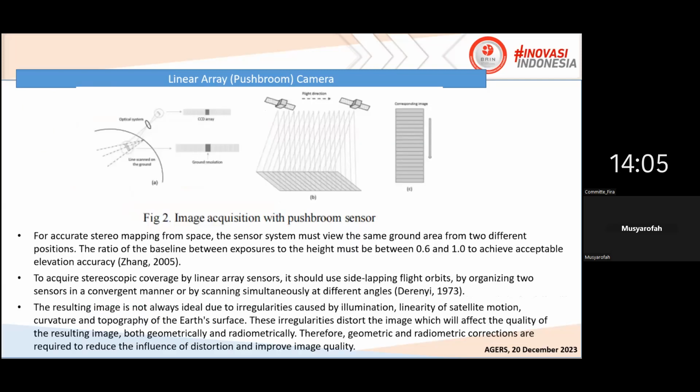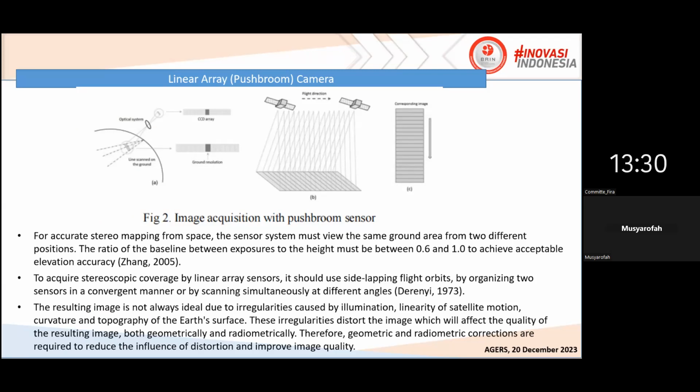And this is the detail of image acquisition with a push-broom sensor. For accurate mapping from space, the sensor system must view the same ground area from two different positions. The ratio of the baseline between exposures to the height must be between 0.6 and 1.0 to achieve acceptable elevation accuracy. To obtain stereoscopic coverage by a linear array sensor, it should use side-lapping flight orbits, by organizing two sensors in a convergent manner or by scanning simultaneously at different angles.